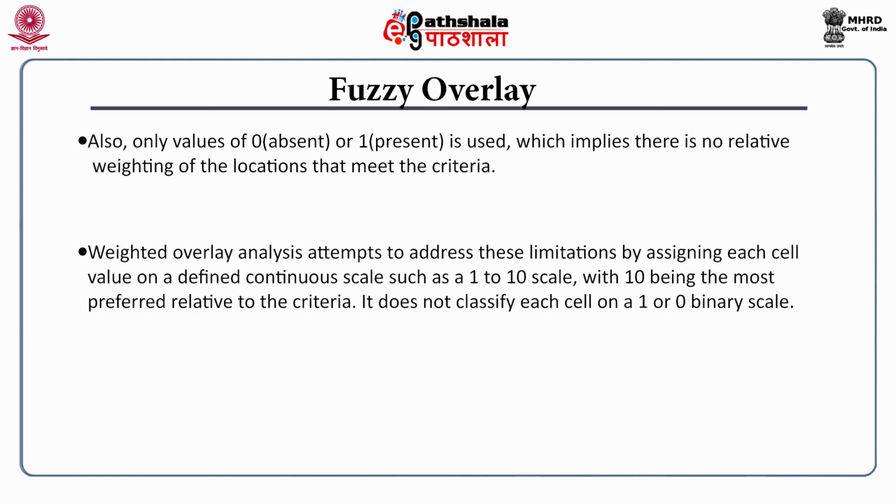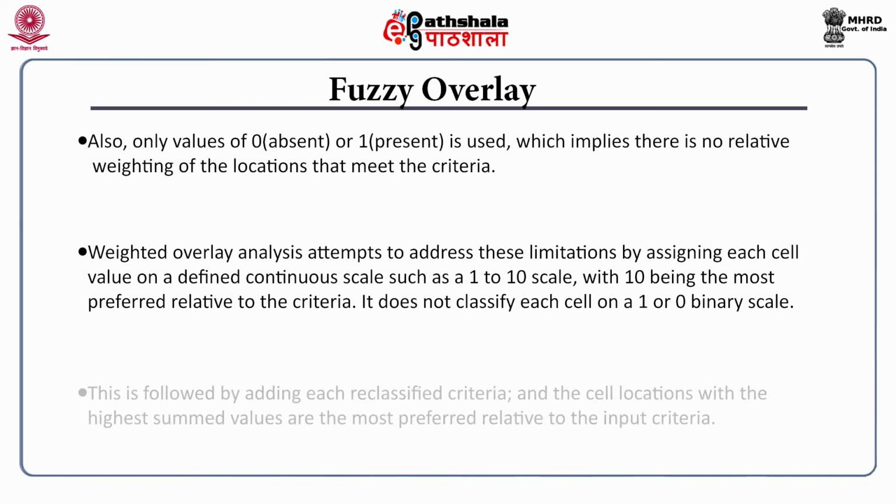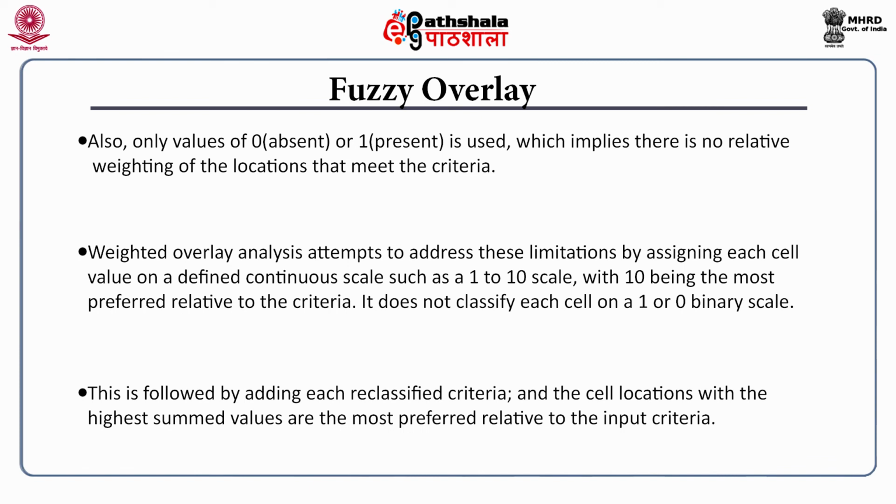Weighted overlay analysis attempts to address these limitations by assigning each cell value on a defined continuous scale such as a 1 to 10 scale, with 10 being the most preferred relative to the criteria. It does not classify each cell on a 1 or 0 binary scale. This is followed by adding each reclassified criteria and the cell locations with the highest summed values are the most preferred relative to the input criteria.